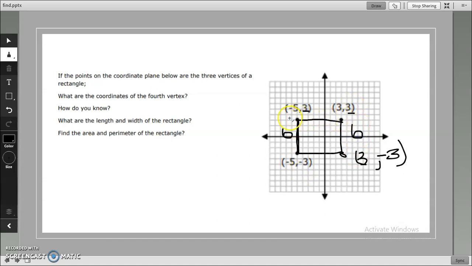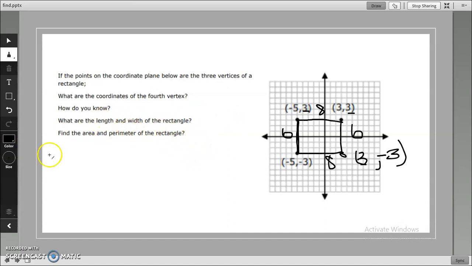Then we look from this side, excuse me, we see that we go from -5 to 3. So the difference between -5 to 3 is 8, right? Because we're talking about distance. And the same here, it has to be 8. All right, so now we know the length and the width of the rectangle. The length and the width is 6 and 8.